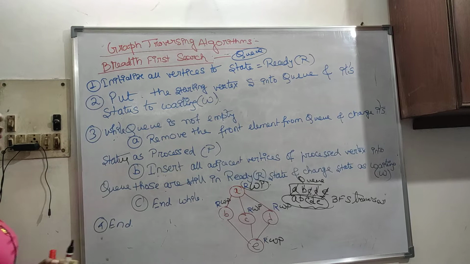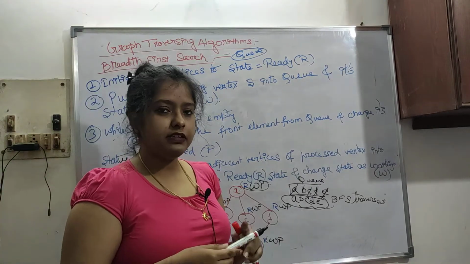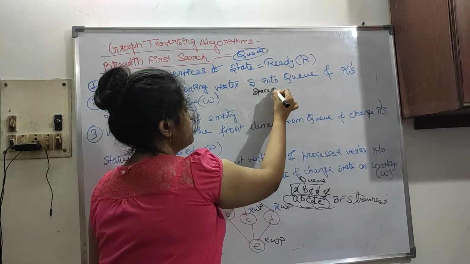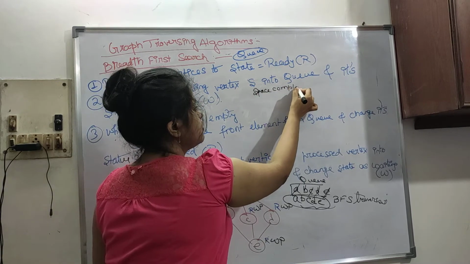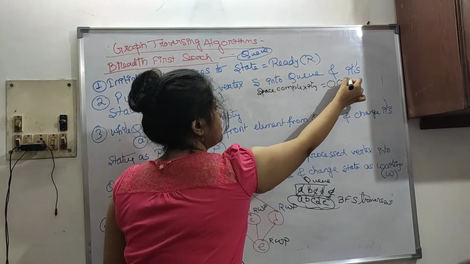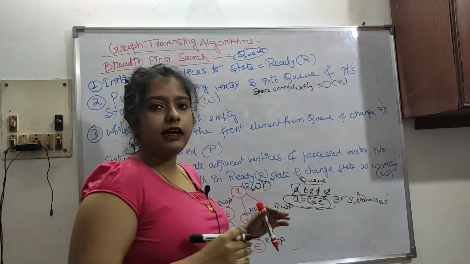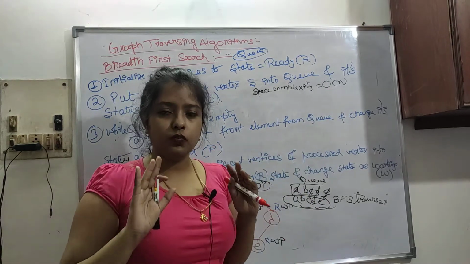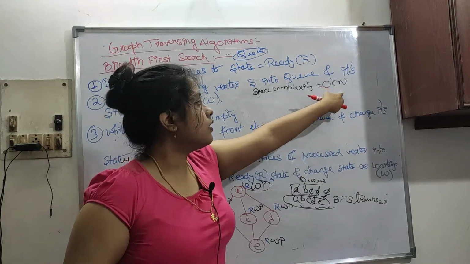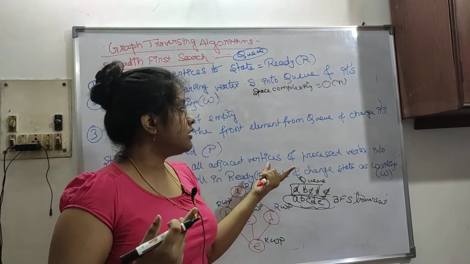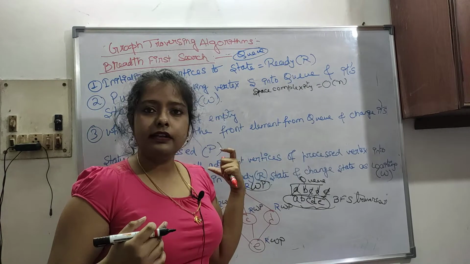So about time complexity of BFS and space complexity. Space complexity is equal to order of n. Let's say the array here is n, so in the worst case scenario it will take order of n number of nodes, which are in the queue, so basically the array.